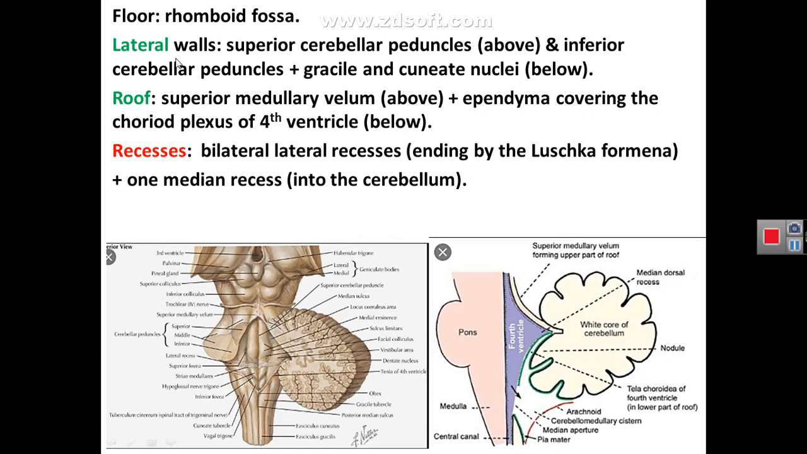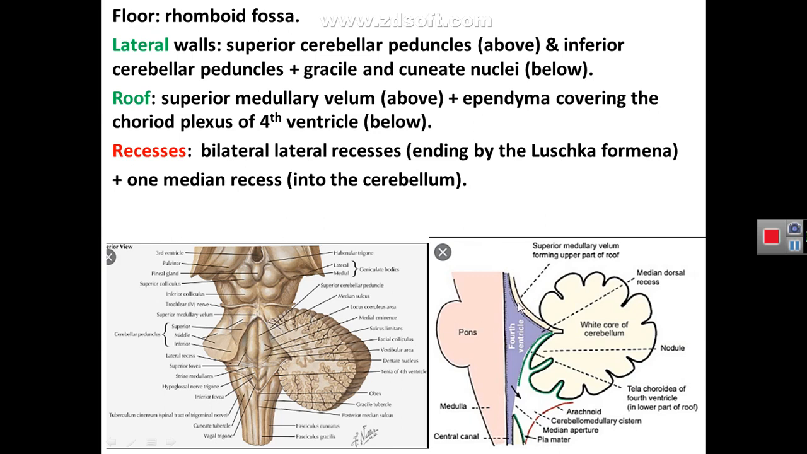But now we will describe the lateral wall of the rhomboid fossa, which are the lateral walls of the fourth ventricle. Superiorly, the lateral walls of the fourth ventricle are formed by the superior cerebellar peduncles, while inferiorly the lateral walls of the fourth ventricle are formed by the inferior cerebellar peduncle, but also by the cuneate tubercle and gracile tubercle. The roof of the fourth ventricle is formed above by the superior medullary velum, which is this one, extending between the superior cerebellar peduncles.